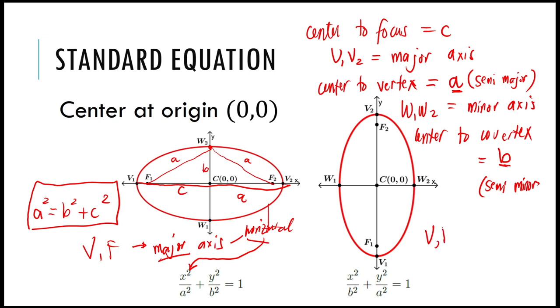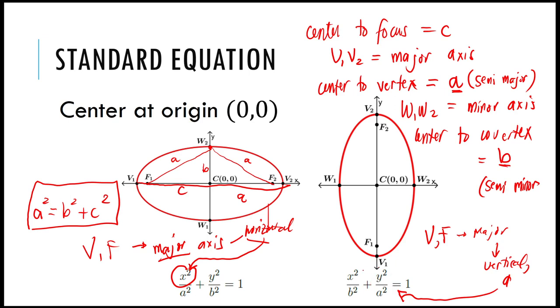Kung yung vertex at yung focus is still nasa major axis, at yung major axis natin ay vertical, dapat si A ay nasa ilalim ni Y. Okay? Si A, yun lagi po yung length ng semi-major axis. Yun lagi yung notation natin. At sinusundan niya kung nasaan yung major axis. Ulitin natin, kapag yung major axis natin ay pahiga, dapat yung A, which is the semi-major axis, dapat nasa ilalim ni x squared. Kung yung semi-major axis natin ay patayo or vertical, dapat nasa ilalim ni A si y squared.